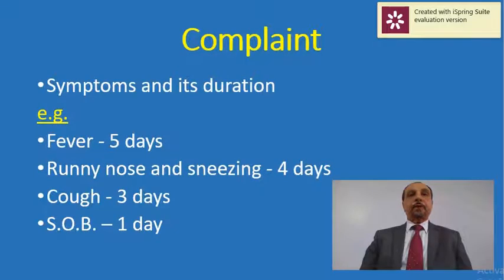Regarding the complaint, when you write the complaint in the child history, we prefer to write the symptom and its duration. For example, fever for 5 days, runny nose for 4 days, cough for 3 days, and shortness of breath for 1 day. This sequence of symptoms will help us when we write the history of present illness.